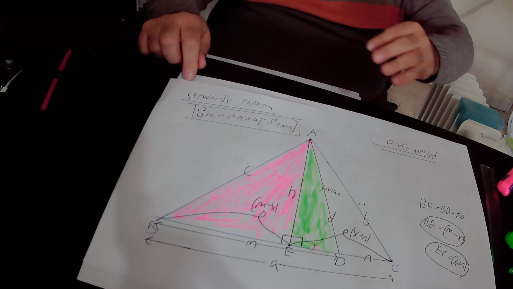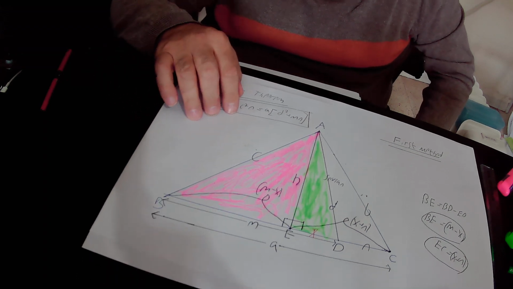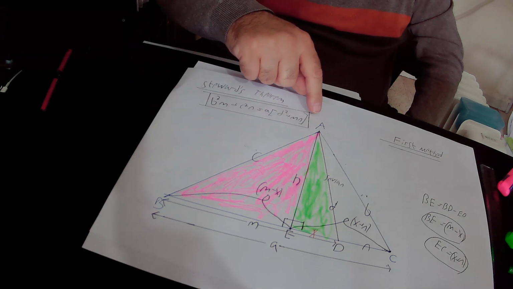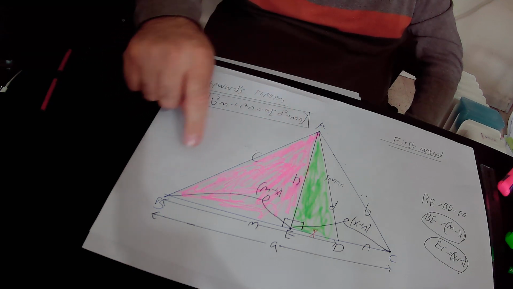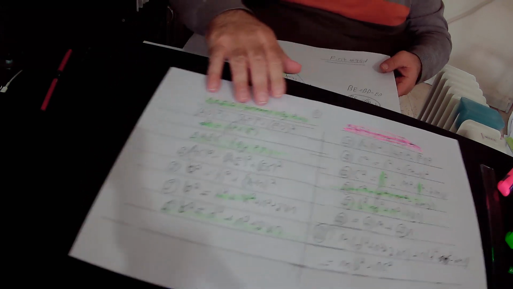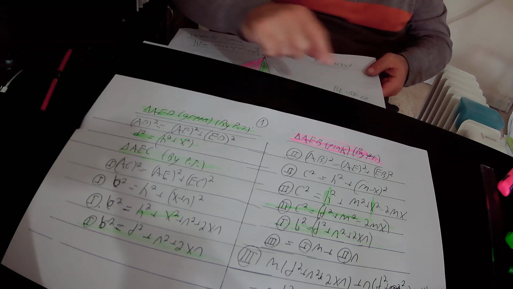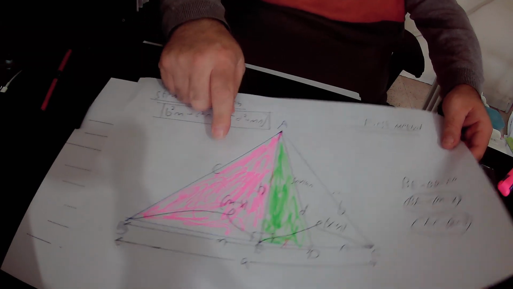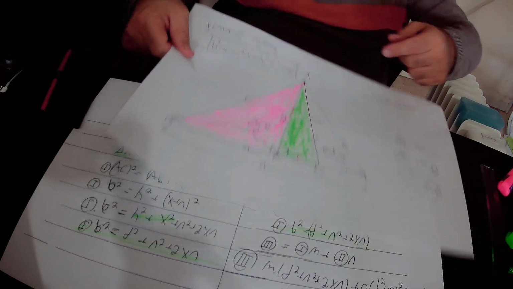On the pink right triangle AB, according to the Pythagoras theorem, AB square equals AE square plus EB square. I repeat again, in the pink triangle, AB square equals AE square plus EB square. AB equals C, therefore AB square is C square. AE equals H, therefore AE square is H square.